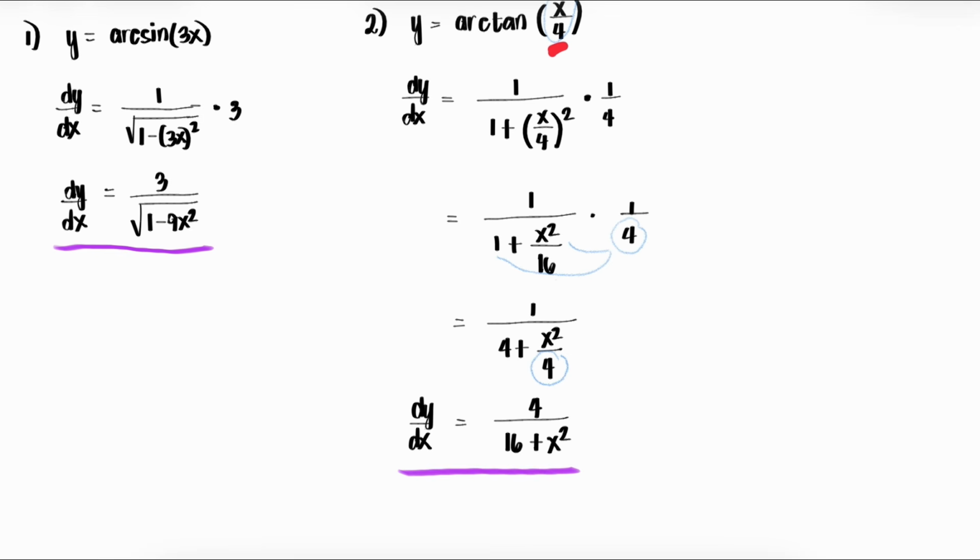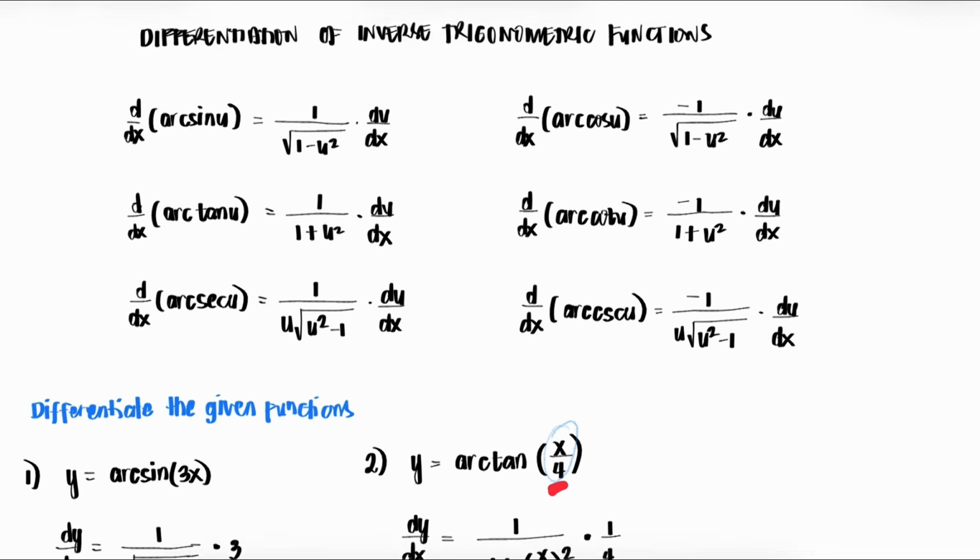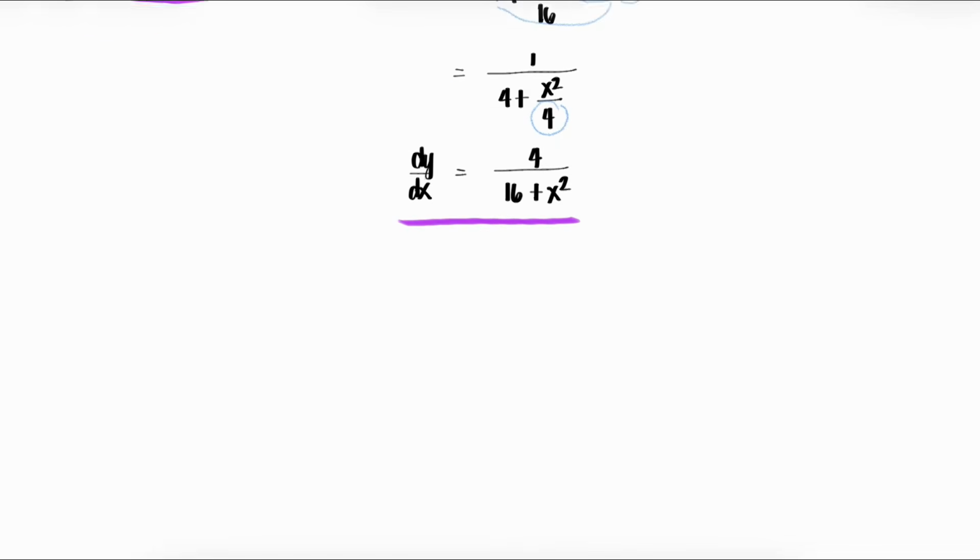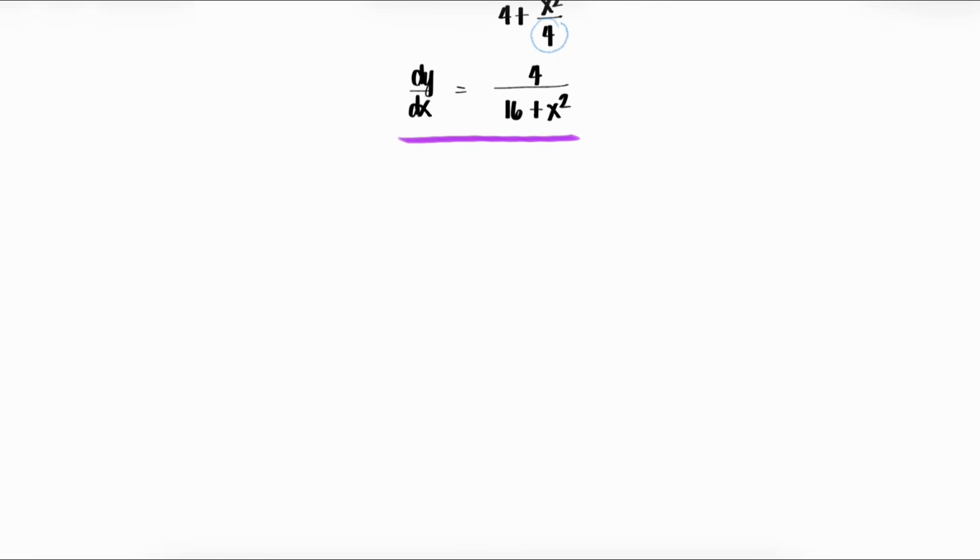So for the differentiation of inverse trigonometric functions, you only need to recall these formulas. Okay, third example. We want to find the derivative of y equals the arc cosecant of square root of 4x plus 1. So our u here is square root of 4x plus 1.